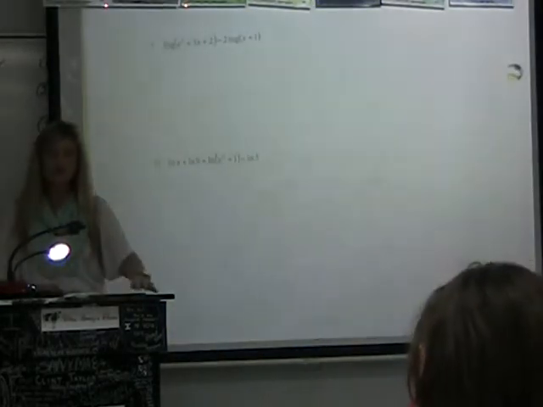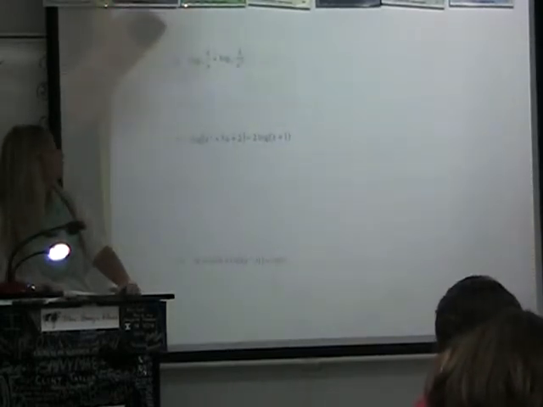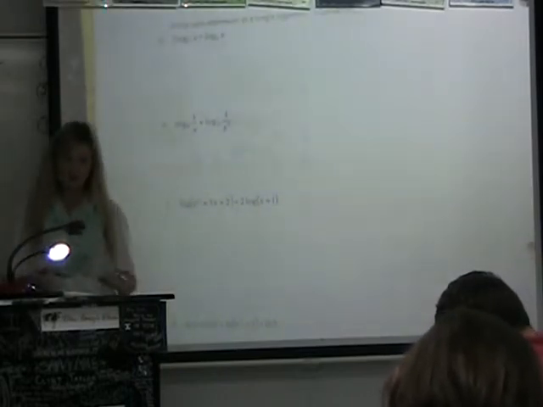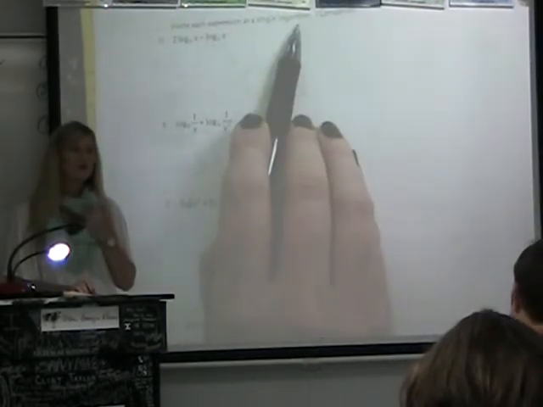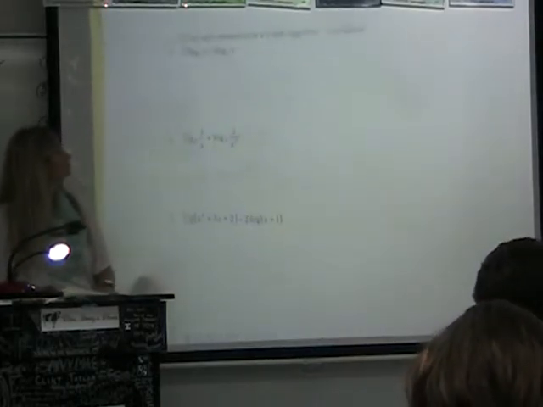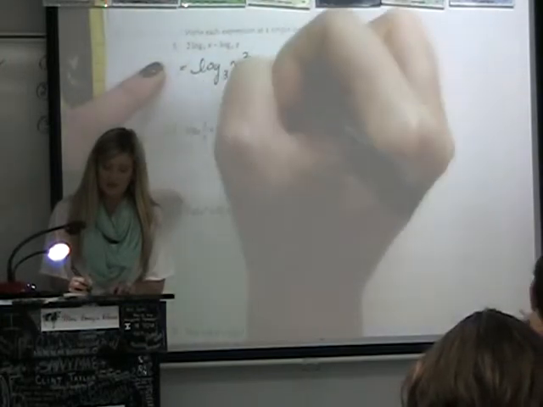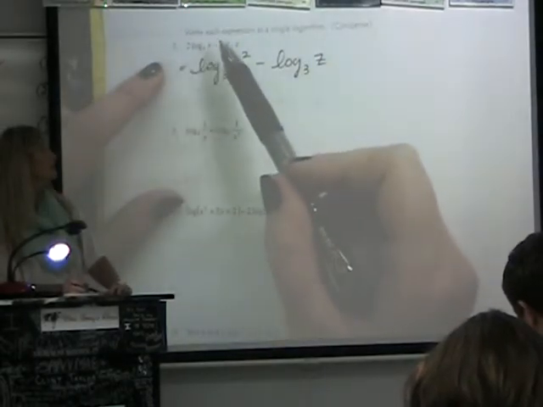Now we're going to condense. So we're going to take a larger expression, and we're going to use the properties in reverse. The way the textbooks normally word it is to write each expression as a single logarithm. And in my words, we would call that condensing. So first thing I'm going to do on number 5 is rewrite this as log base 3 of x squared minus log base 3 of z. Notice I moved my multiplication of 2 up to the exponent on x.